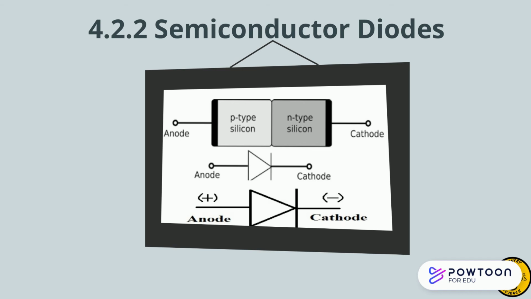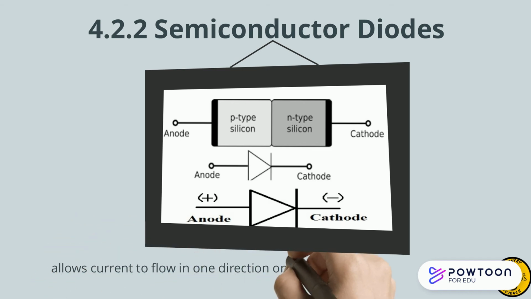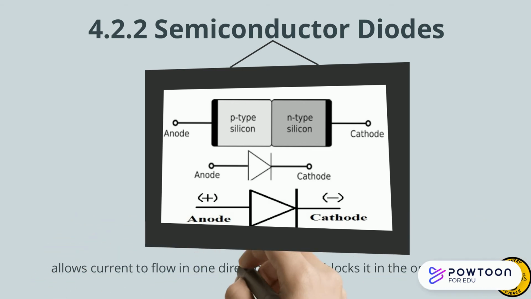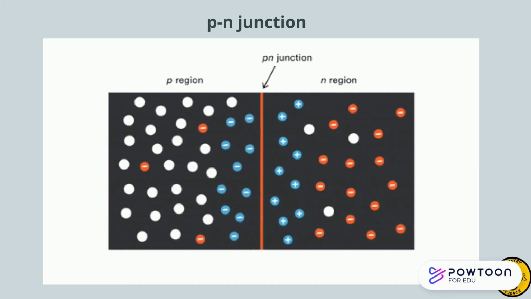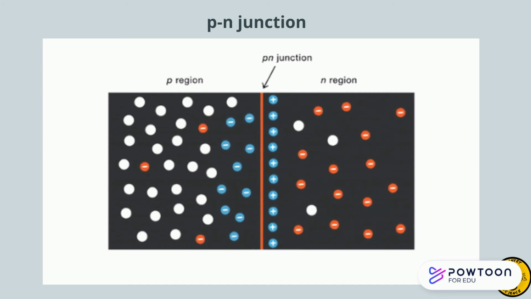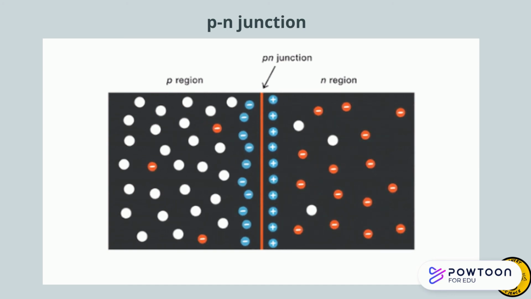A semiconductor diode is a device that allows current to flow in one direction only, but blocks it in the opposite direction. A p-n junction is formed when an n-type and a p-type semiconductor are joined together. The boundary between the p-type and n-type regions is called the junction.